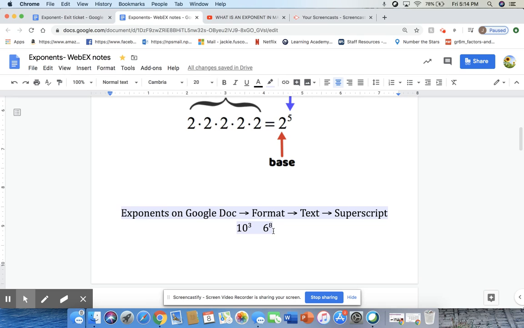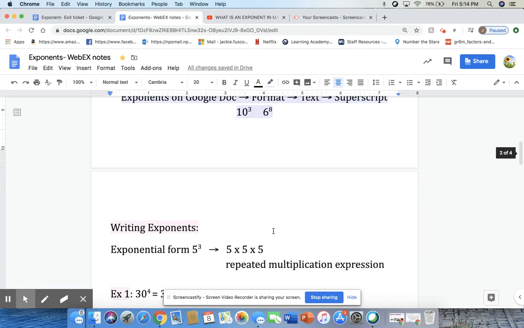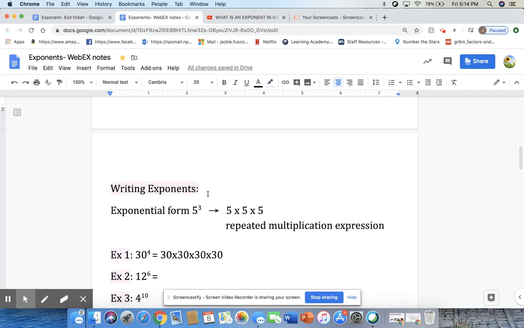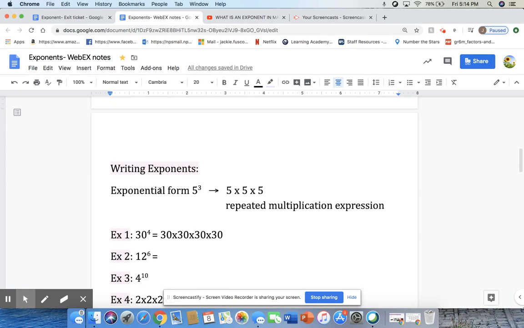Okay, so let's keep looking. So when we write exponents, exponential form is when you have a base and an exponent.